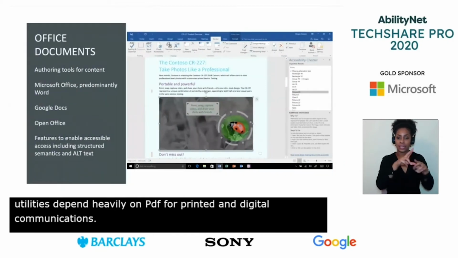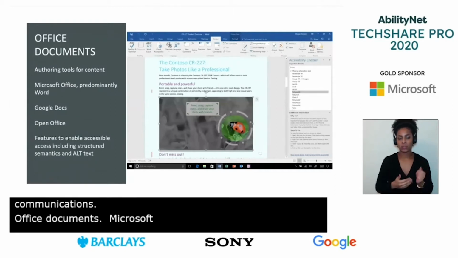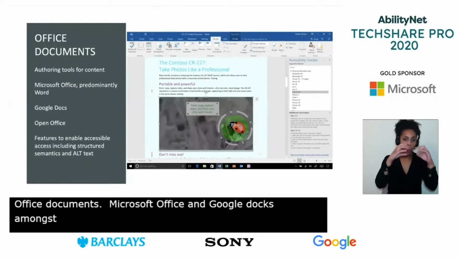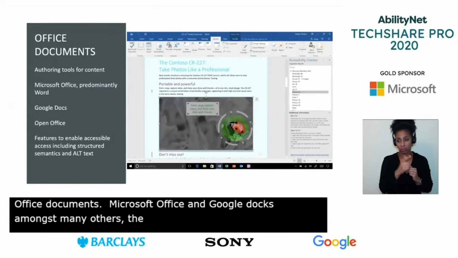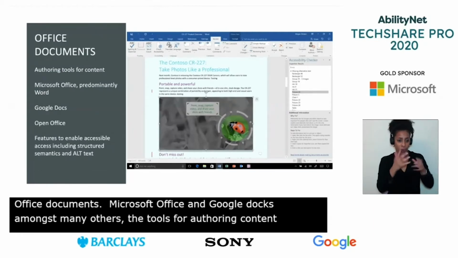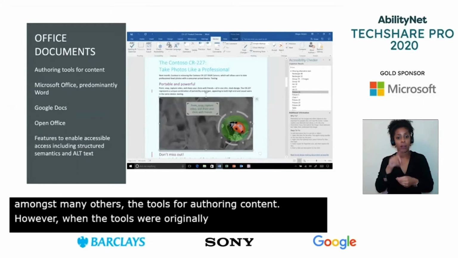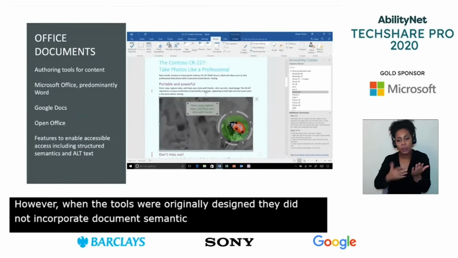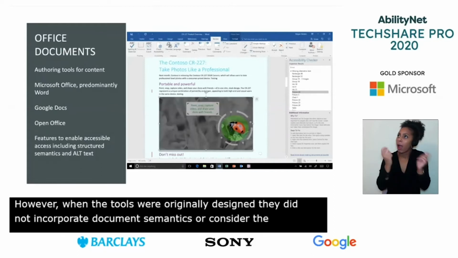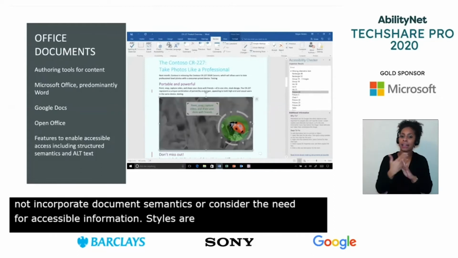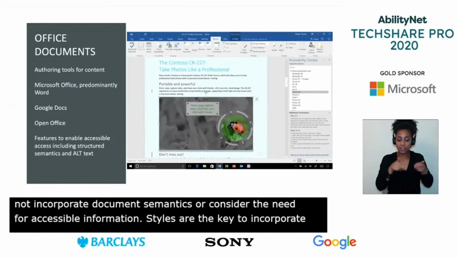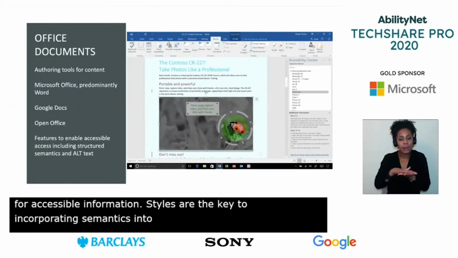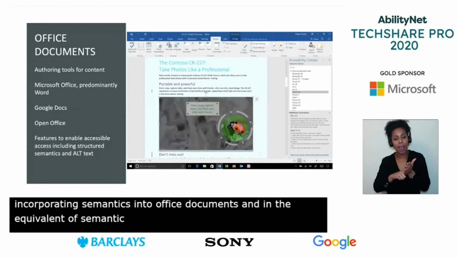Office documents. Microsoft Office and Google Docs, amongst many others, are ubiquitous tools for authoring content. However, when these tools were originally designed, they did not incorporate document semantics or consider the need for accessible information. Styles are the key to incorporating semantics into Office documents and are the equivalent of semantic tags in HTML, like H1 and P for paragraph.